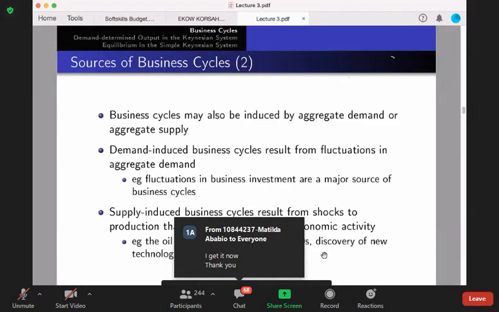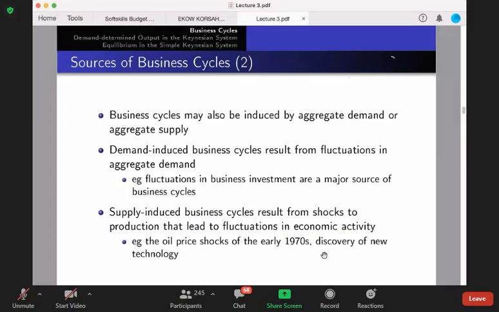Now, business cycles may also be induced by aggregate demand or what? Aggregate supply. Those are the internal sources. So demand-induced business cycles result from fluctuations in aggregate demand. For instance, fluctuations in business investments are a major source of business cycles. The source could be business opportunities, or whatever factor you can think of that affects business outturn can also affect the business cycle.